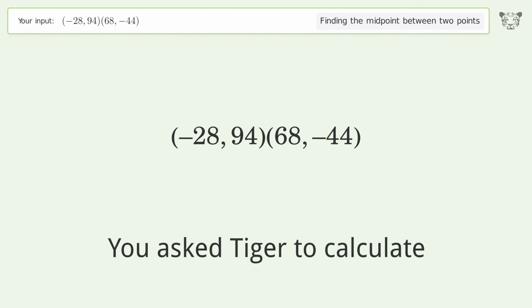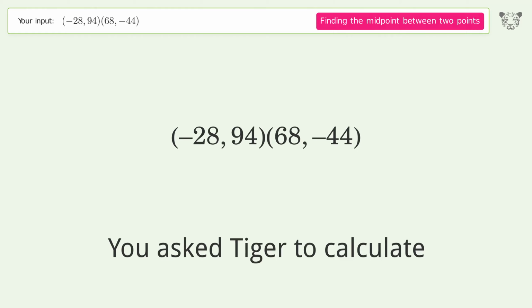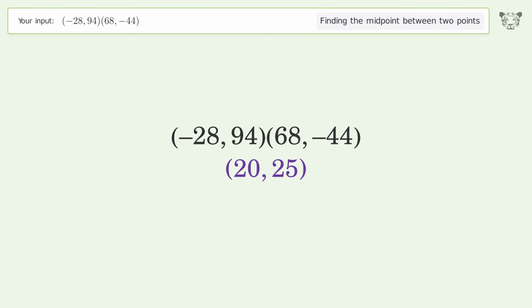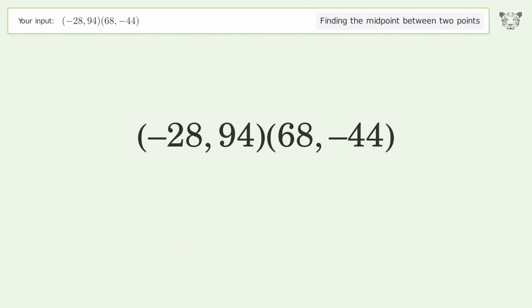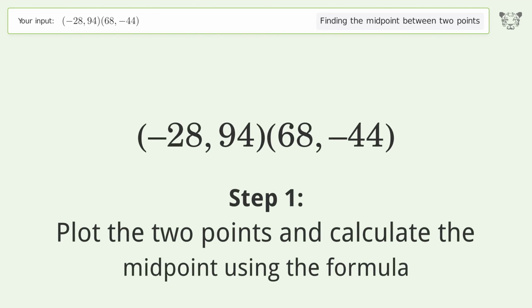You ask Tiger to calculate. This deals with finding the midpoint between 2 points. The midpoint between the 2 points is 20, 25. Let's solve it step by step. Plot the 2 points and calculate the midpoint using the formula.